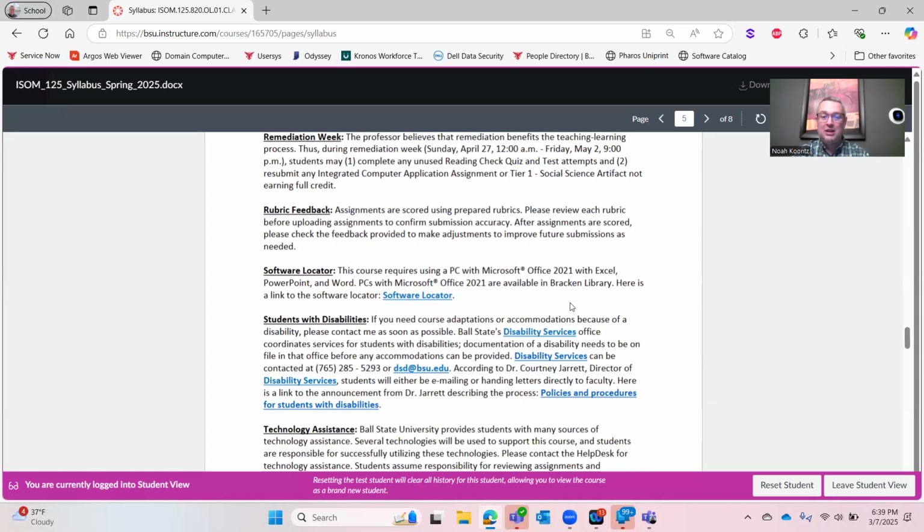Students with disabilities. If you need course adaptations or accommodations because of a documented disability, please contact me as soon as possible. Ball State's Disability Services Office, again linked here in the syllabus, will coordinate services for students with disabilities. Again, documentation of a disability needs to be on file in that office before any accommodations can be provided. Disability Services can be contacted at 765-285-5293 or DSD, that's D as in Delta, S as in Sierra, D as in Delta, at bsu.edu.